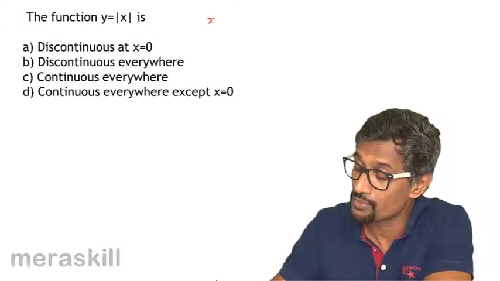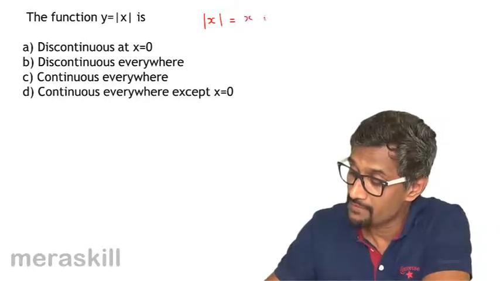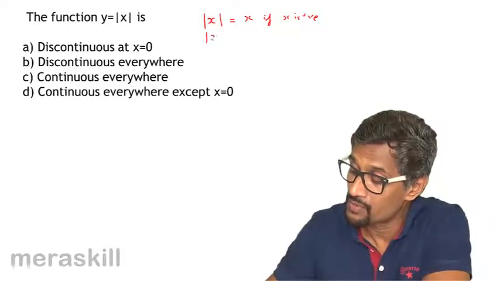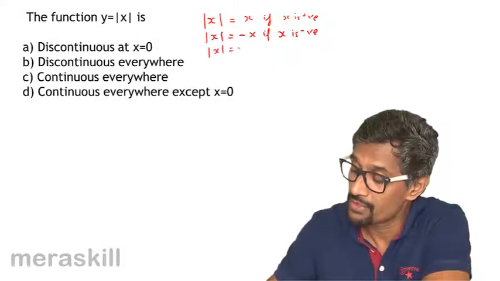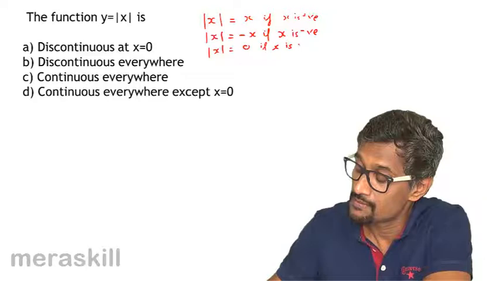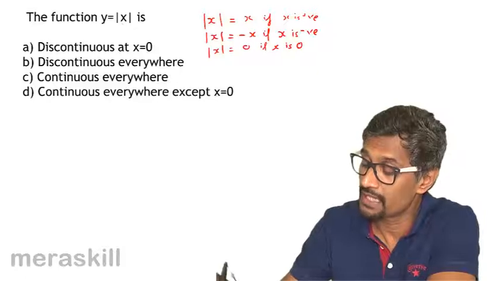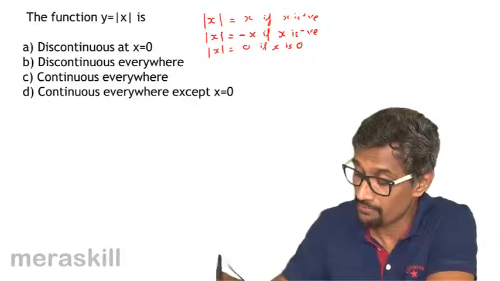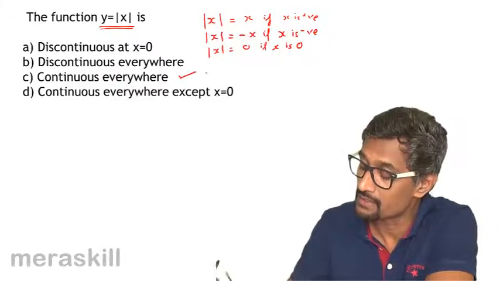We know that the absolute value of x is going to be x itself if x is positive, and absolute value of x will be minus x if x is negative, and it is going to be 0 if x is 0. So any one of these values you consider, you will find that if you take the absolute value of x, it is going to remain continuous in any case. It will be continuous everywhere.